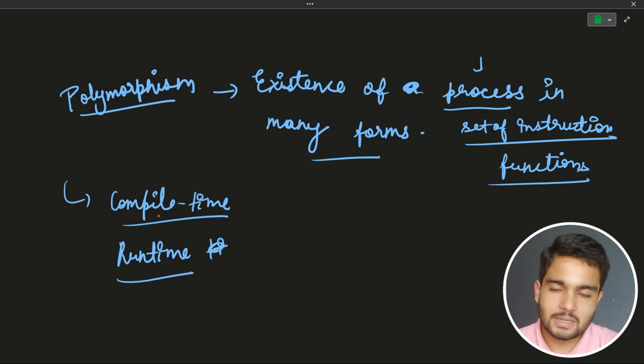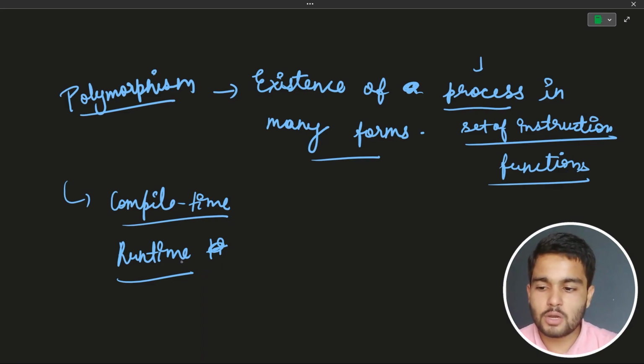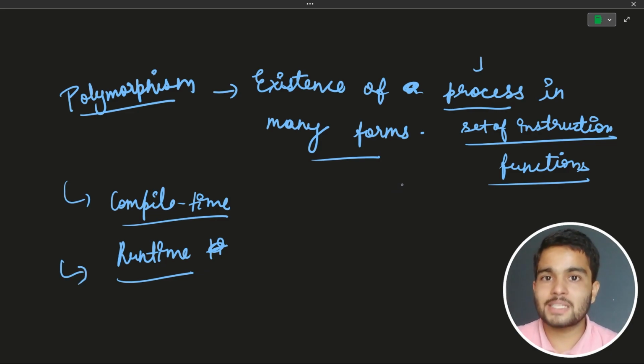The things which can be figured out at compile time, where it can be figured out which function would be executed at compile time, that type of polymorphism is considered compile time polymorphism. Runtime polymorphism can be achieved with different things, and compile time polymorphism can be achieved with different things. I will tell you that also. When which function would be executed is decided at runtime, that is considered runtime polymorphism.